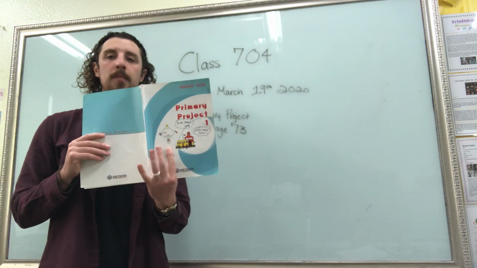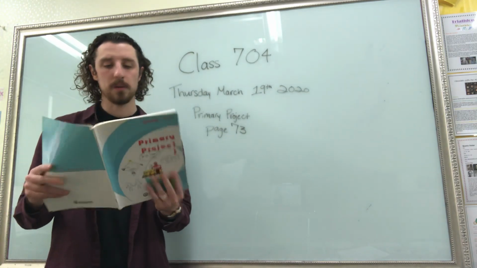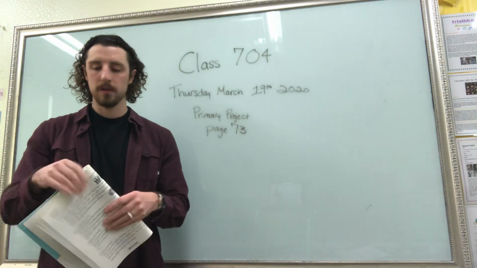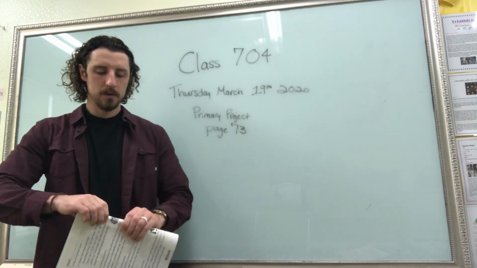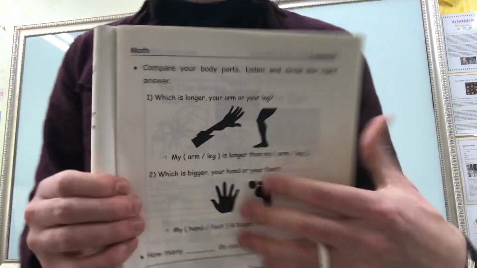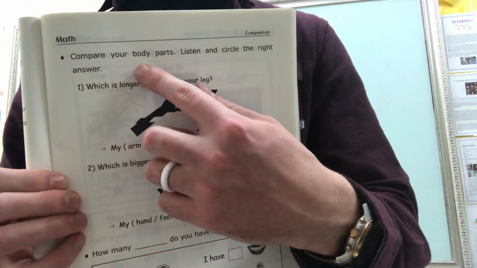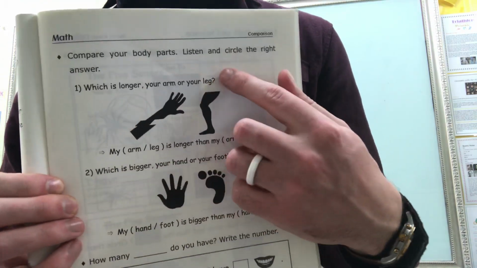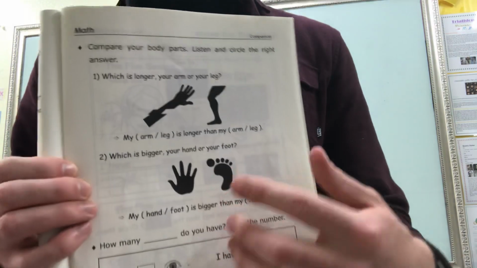So take out your primary project books to page 73, and we can get started. Pause the video if you have to. Okay. So let's have a look. Compare your body parts. Listen and circle the right answer.